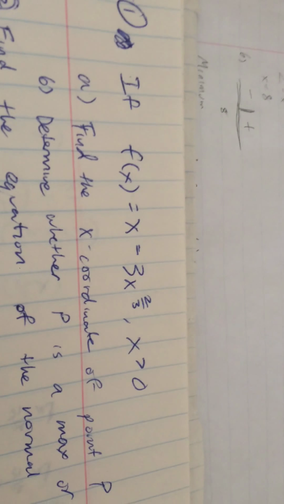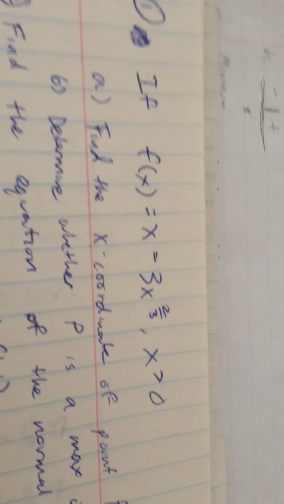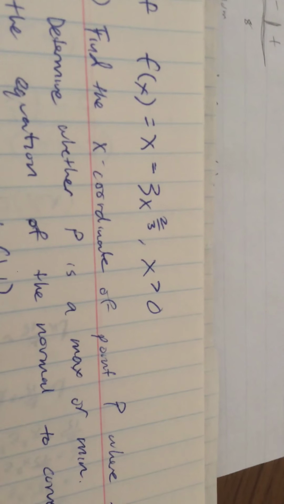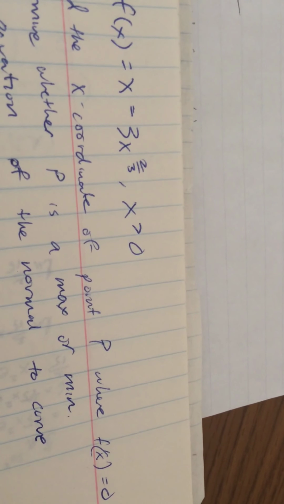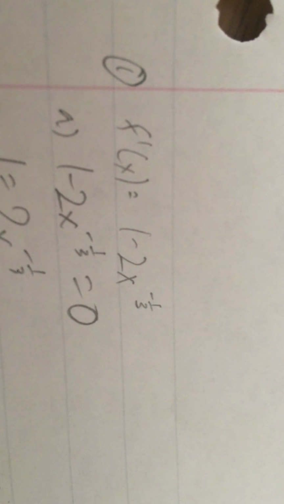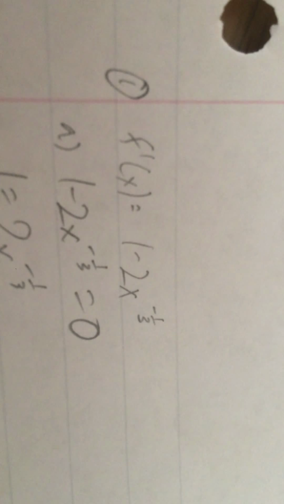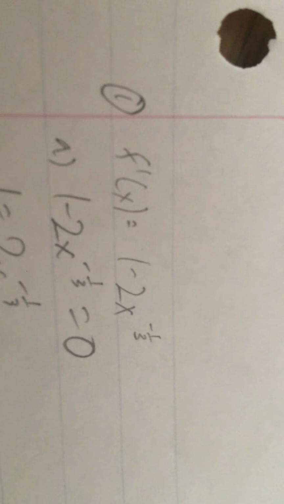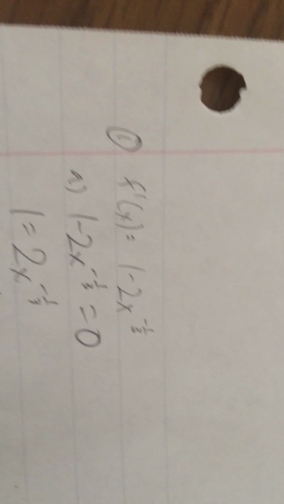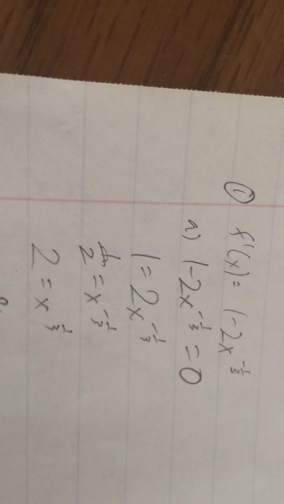So the first question is: if f(x) = x - 3x^(2/3) and x is greater than 0, part A asks to find the x-coordinate of the point where f'(x) = 0, the derivative equals 0. First, we get the derivative is 1 - 2x^(-1/3) using the power rule and the addition/subtraction rule. So you solve that, then we get x = 8.